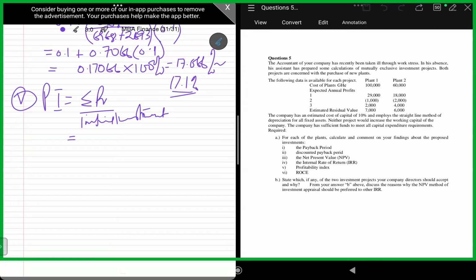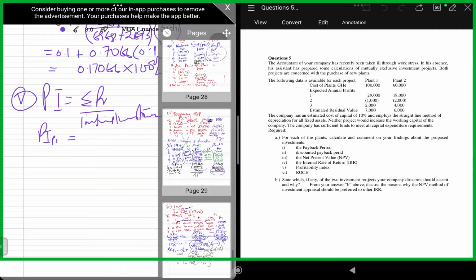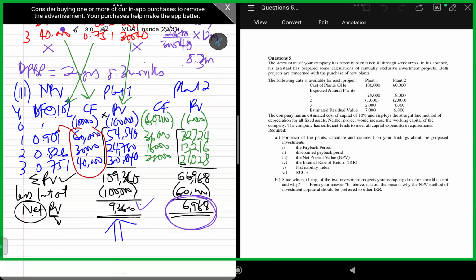Total PV over the initial investment. What is the total PV? So for PI, the profitability index for plant one, what is the total PV? The original one with the 10%, not the 20%, with the 10%, what was the total PV? The total PV was 28. Wait, watch. Oh, it's on the screen. You're not looking at it.